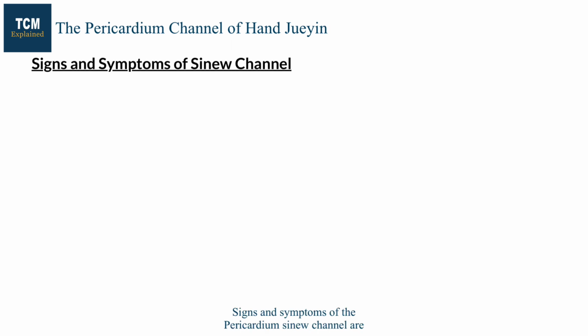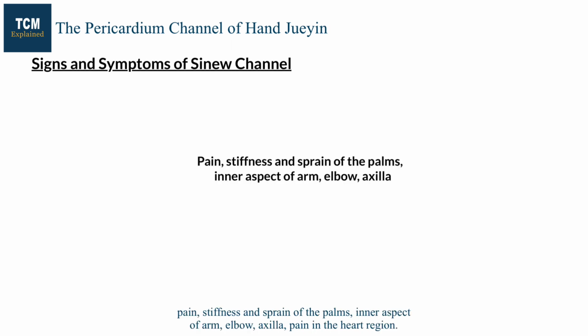Signs and symptoms of the pericardium sinew channel are pain, stiffness, and sprain of the palms, inner aspect of arm, elbow, axilla. Pain in the heart region.